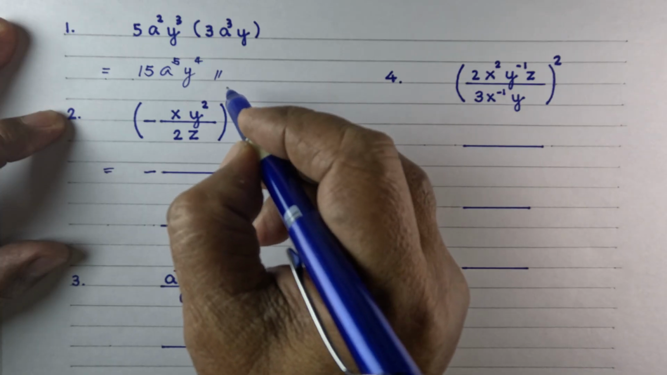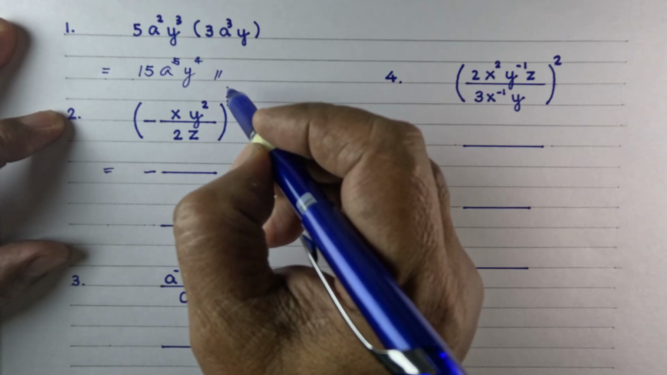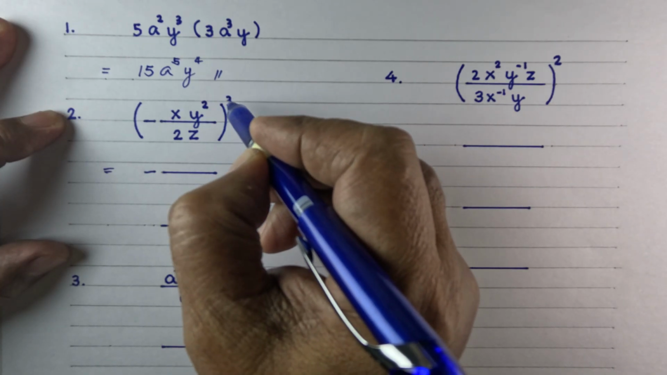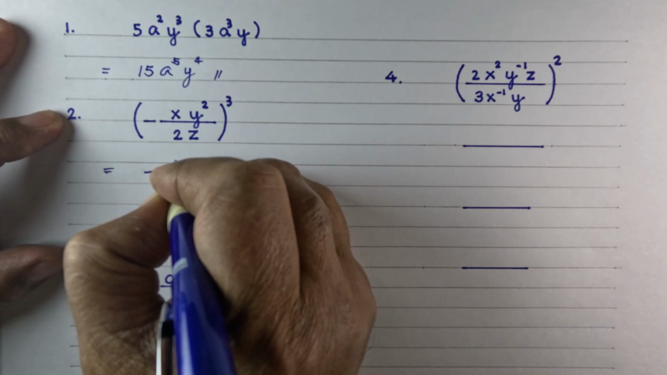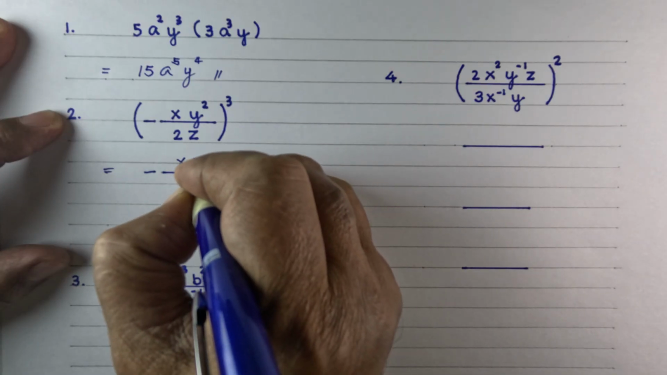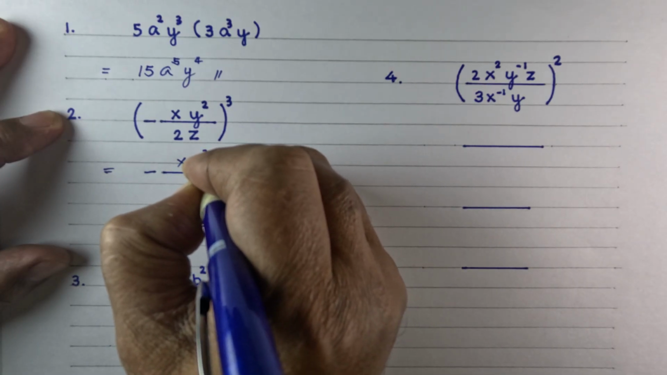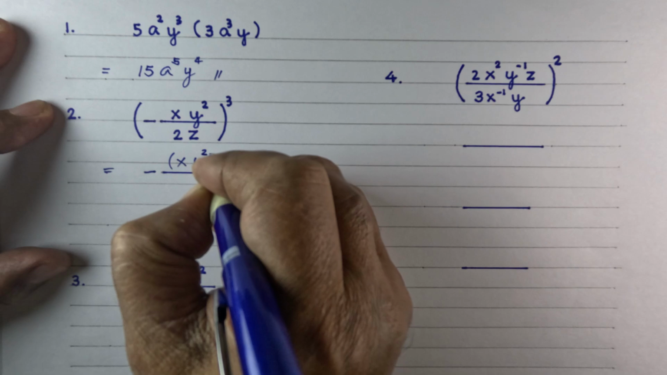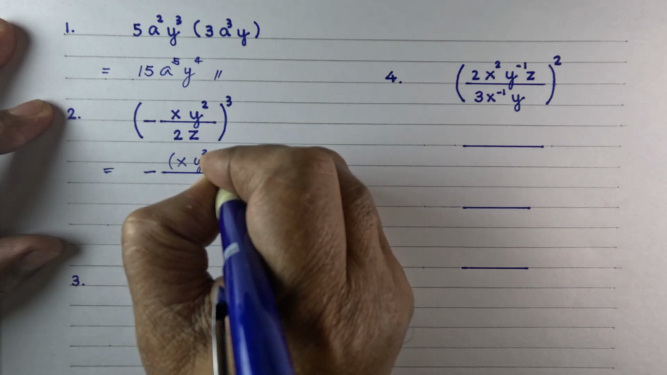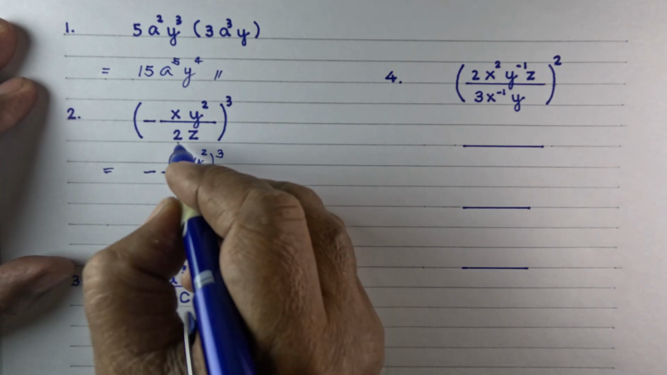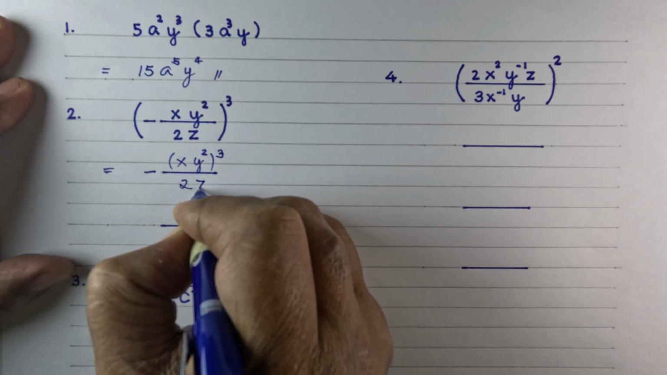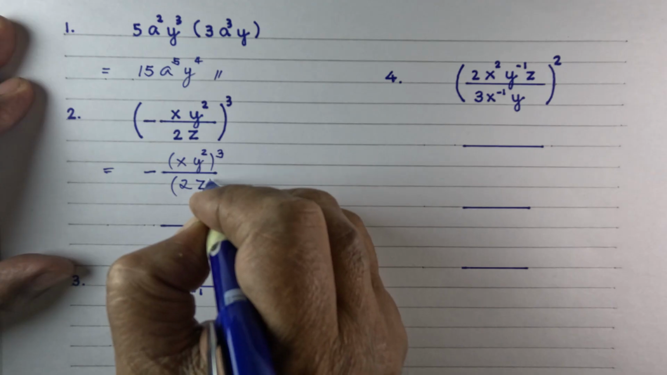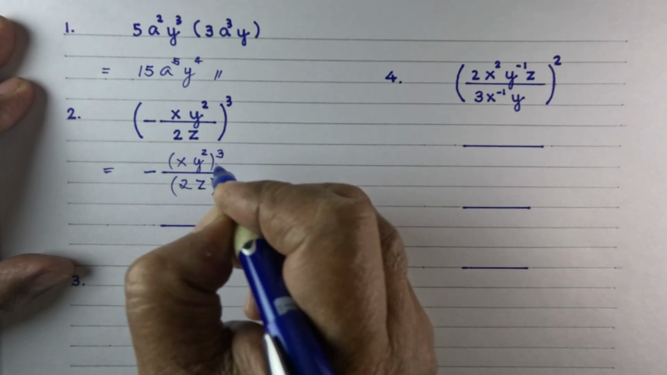So we will apply the exponent to both the numerator and the denominator. So this becomes now the quantity x y squared raised to the third power over the quantity 2z raised to the third power.